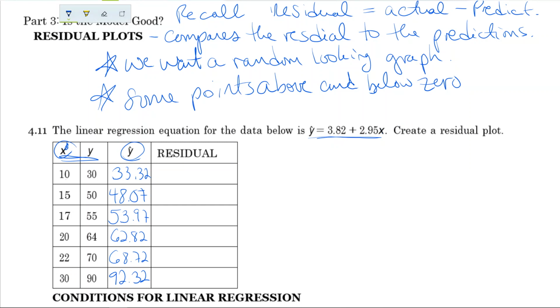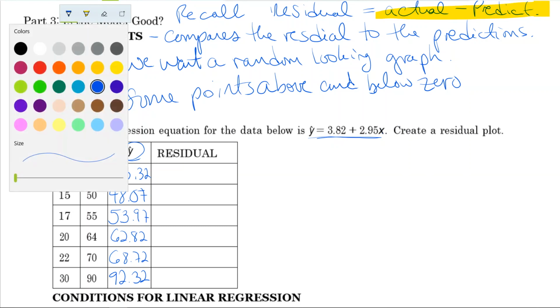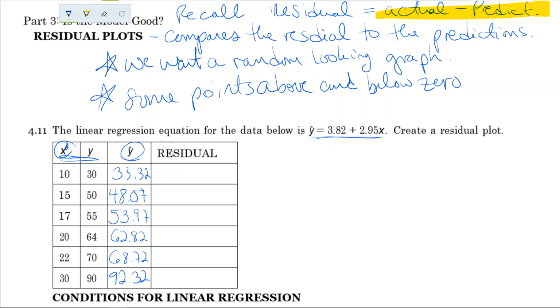Next up, I'm going to do the residual, and we just talked about this. The residual is when I take the actual data value and subtract what my line predicted. So to do the residual, I'm going to take the actual value of y, 30, and subtract the prediction, 33.32. That one's easy, I can do it in my head. That's minus 3.32. For the next one, we're going to do 50 minus 48.07, which will be 1.93.